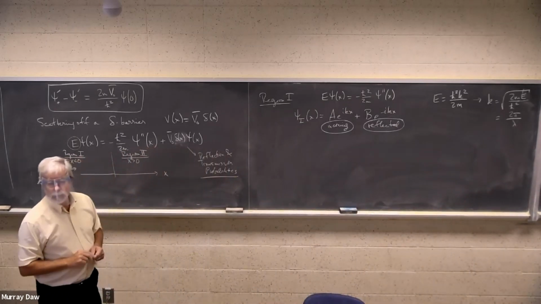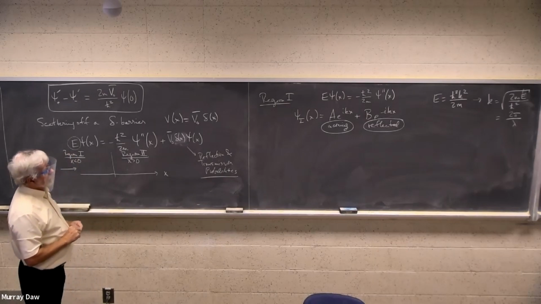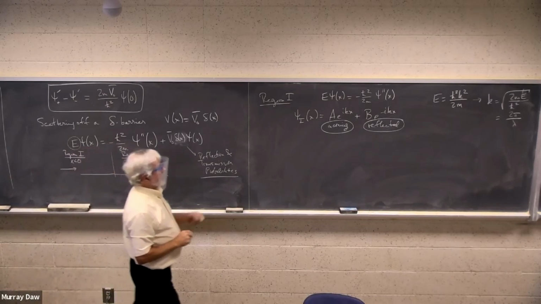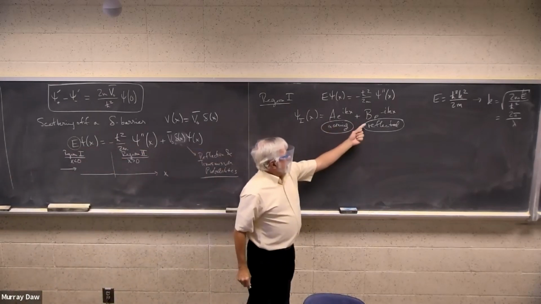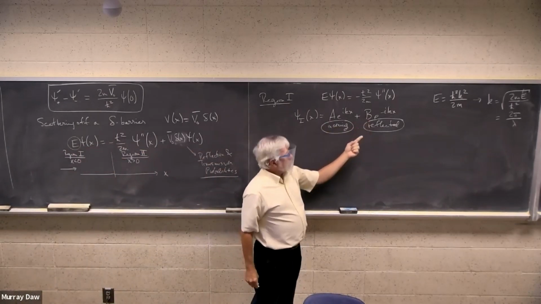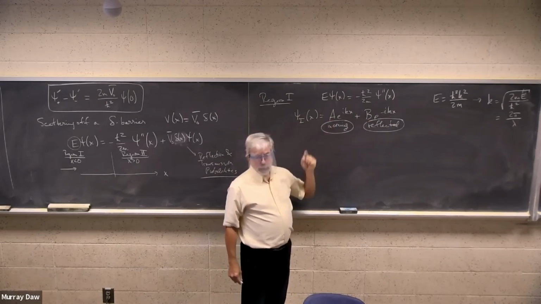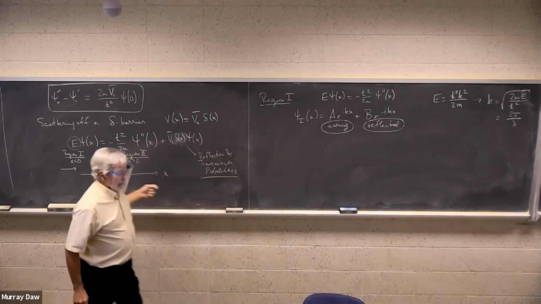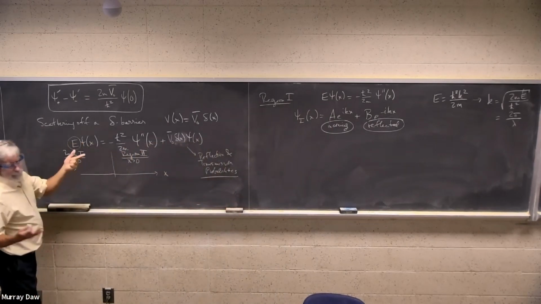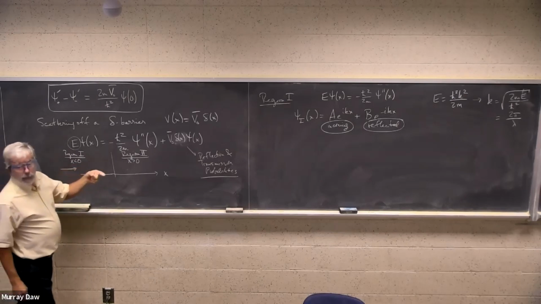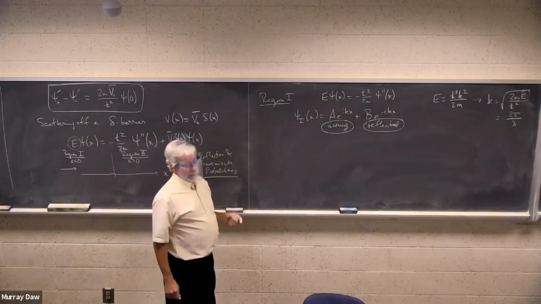Any questions? Yeah, why is A, e to the i...? A and B are the amplitudes for the waves. They're complex numbers. A is determined by the experiment. It has to do with how many electrons are coming in. So A is the strength of the incoming wave. B is the strength of the reflected wave.